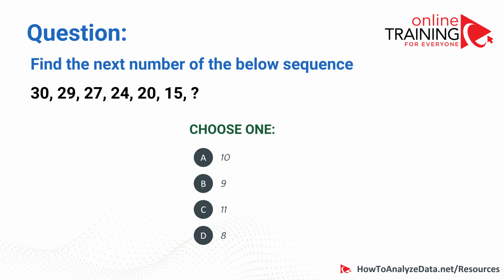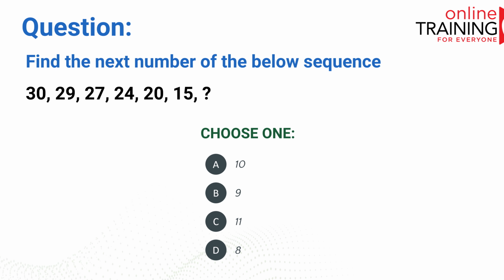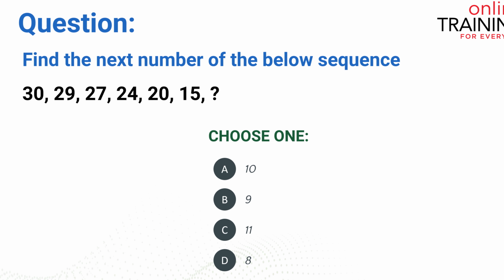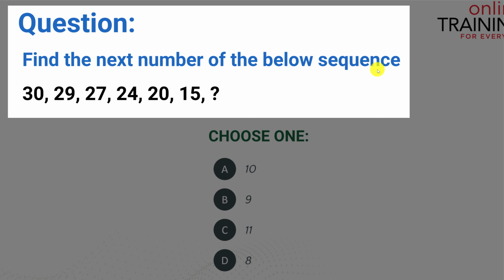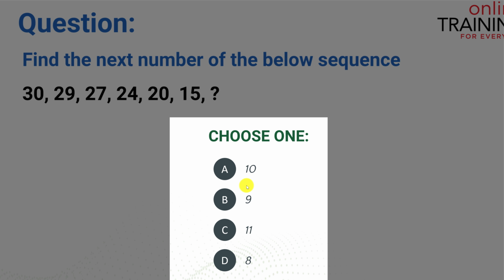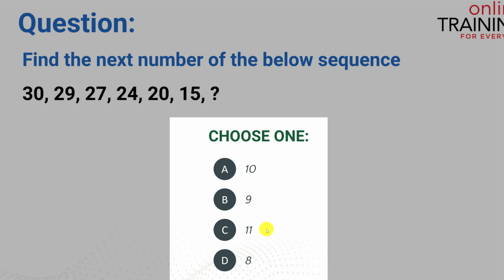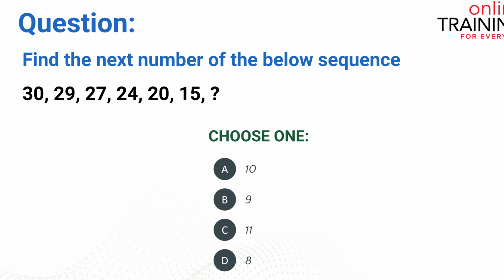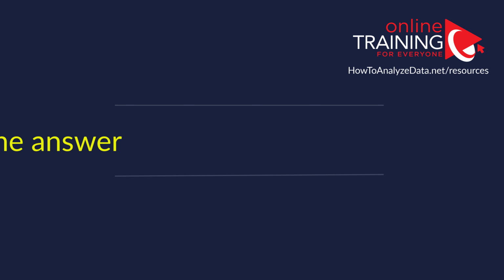So here's the question, which is frequently used as part of numerical reasoning and logical reasoning tests. Find the next number of the below sequence. And you have a series of numbers: 30, 29, 27, 24, 20, 15, and you have 4 different choices: 10, 9, 11, and 8. Which one do you think is right? And how would you even approach answering something like this?